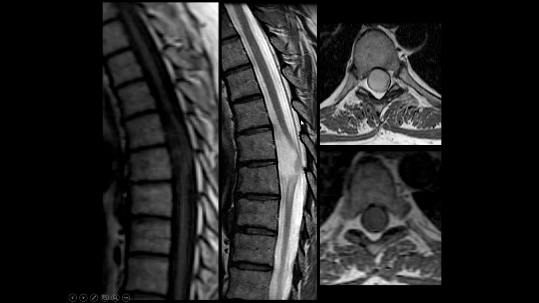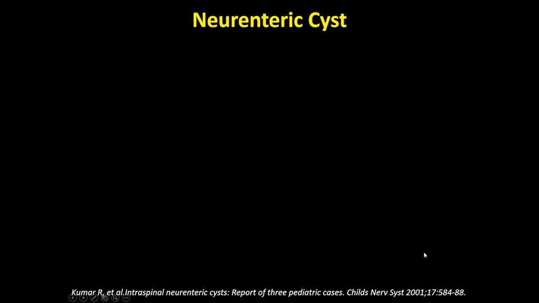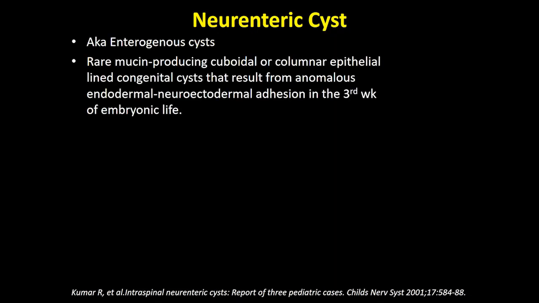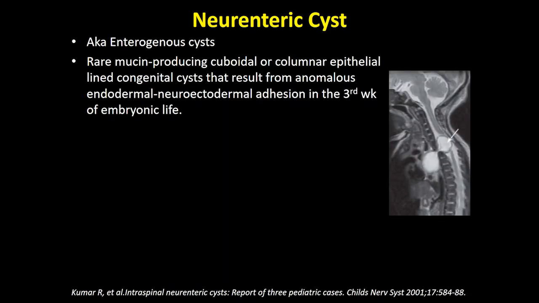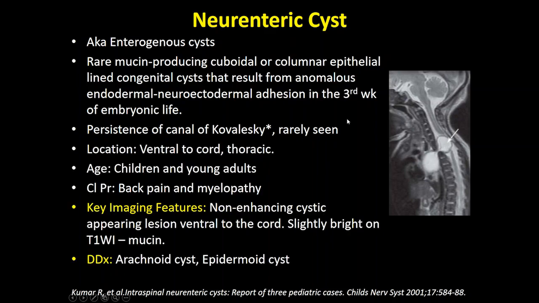No enhancement seen, no other lesion seen. This lesion lies along the ventral aspect of the cord. Diagnosis will be that of a neuroenteric cyst, which is a type of an enterogenous cyst. Presence of this particular canal, which extends from the neuroectoderm to the endoderm, is described as the canal of Kovalevsky, and whenever it is present, it is associated with the neuroenteric cyst.